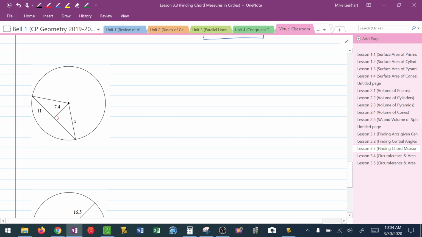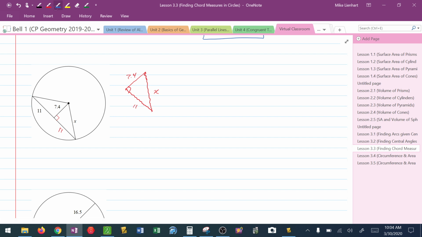All right, let's try another one like this. So in this problem, I see the perpendicular. I know this chord is being bisected, which tells me that this piece also has to be 11. I see a right triangle in here. I'm trying to sketch it so that it'll match with what I see here. And I know this is 7.4, this is 11, and this is x.